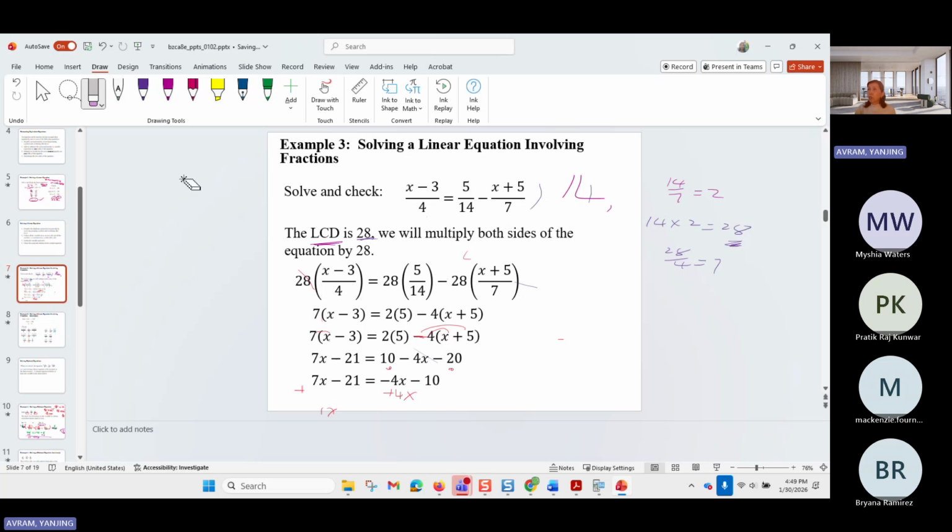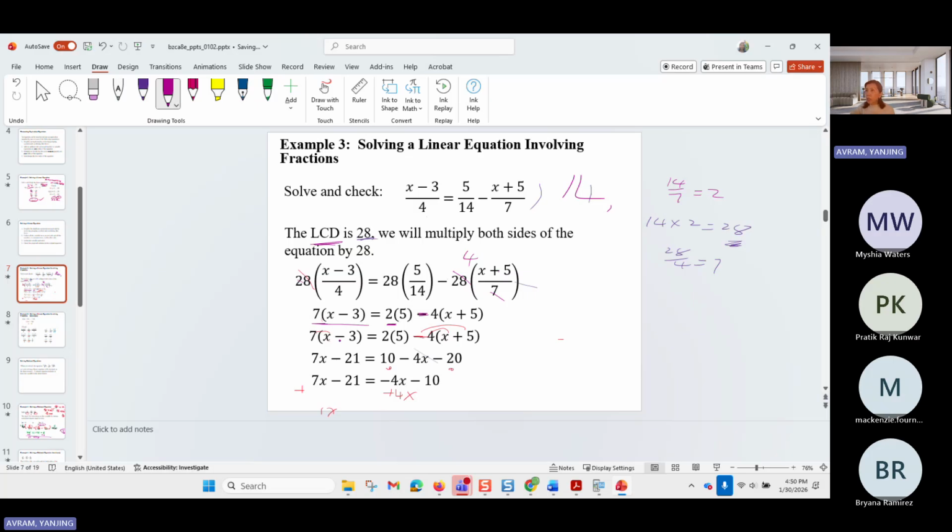All right, so 28 divided by 4, this cancels out, so you get 7. So 7 needs to multiply the numerator. 28 divided by 14, you get 2. So 2 needs to multiply the numerator. And then 28 divided by 7, you get 4. So 4 needs to multiply the numerator. Keep the negative sign in here, right?